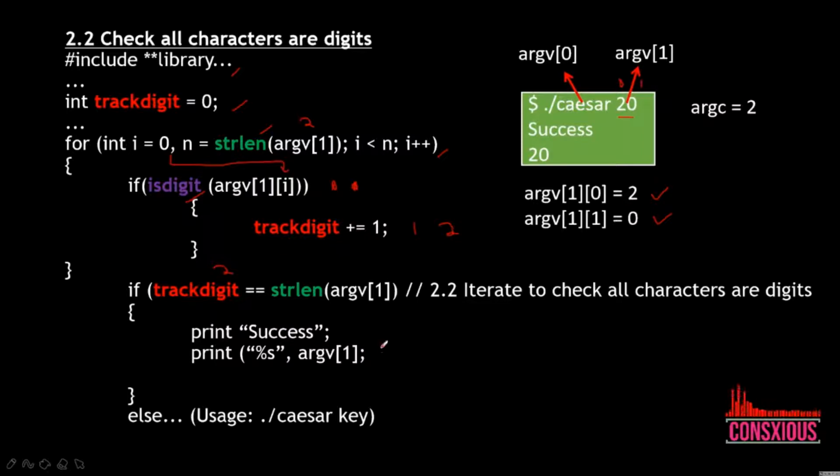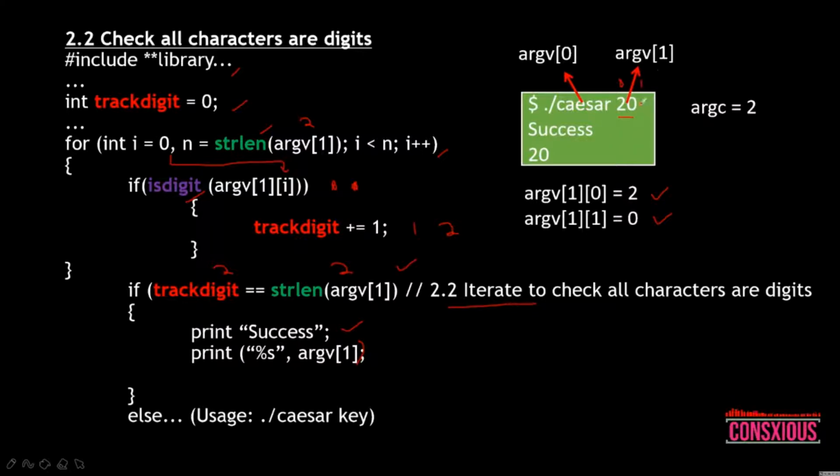So we also will use a condition: track digit will be equal to the string length of argument vectors 1. As we know, the track digit is 2. The string length is also 2. So this helps us to determine that all of the characters in the key are digits. I already labeled it here. So if this condition is true, we will print the success. We also will print the string here. I believe there's a bracket here.